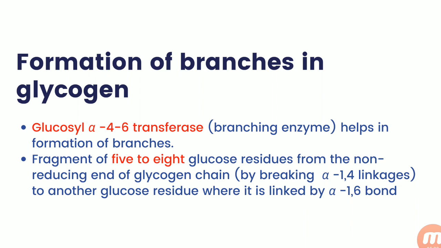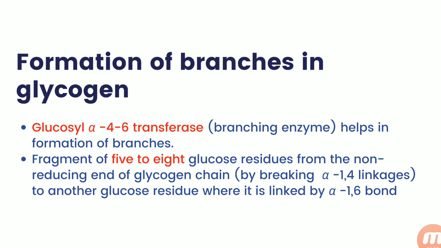Now, the last step of glycogenesis is the formation of branches in glycogen. Glycogen synthase is only able to form a linear unbranched molecule with alpha 1,4 glycosidic linkages. However, glycogen has a branched tree-like structure. Therefore, this enzyme is not sufficient to make the branching. The formation of branches is brought about by the action of branching enzymes, namely glucosyl alpha 4,6 transferase.